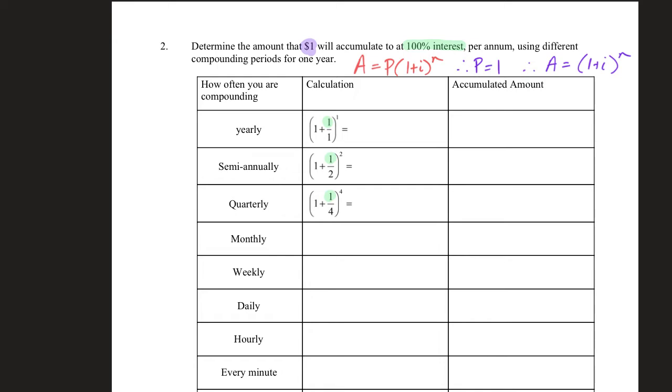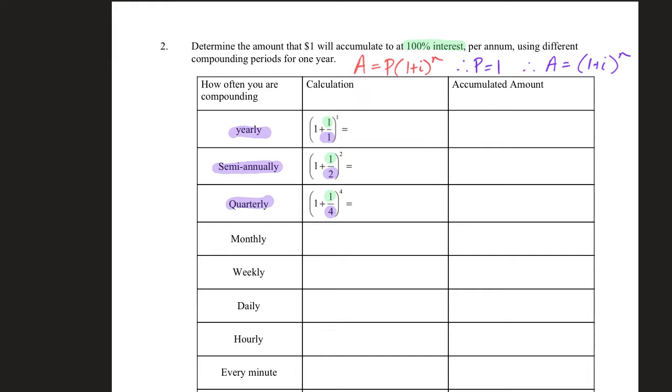Okay, the next part I want you to focus in on is our compounding period. One of the things I want to address is that this yearly, in the first one, is why I am dividing my number by 1. Semi-annually, I'm dividing my interest by 2, quarterly by 4, and so on and so on. Okay, we should have that given our previous discussion on compound interest.